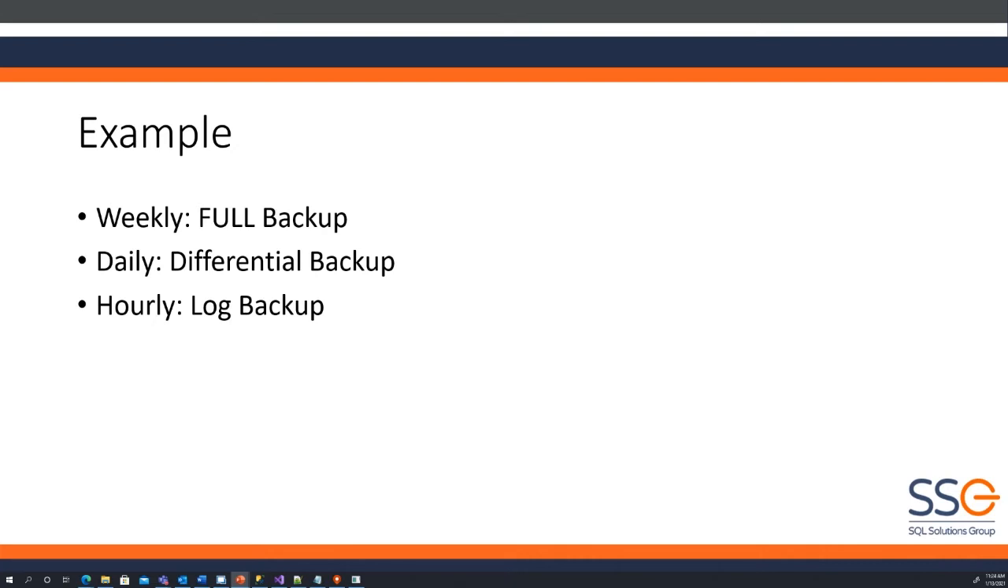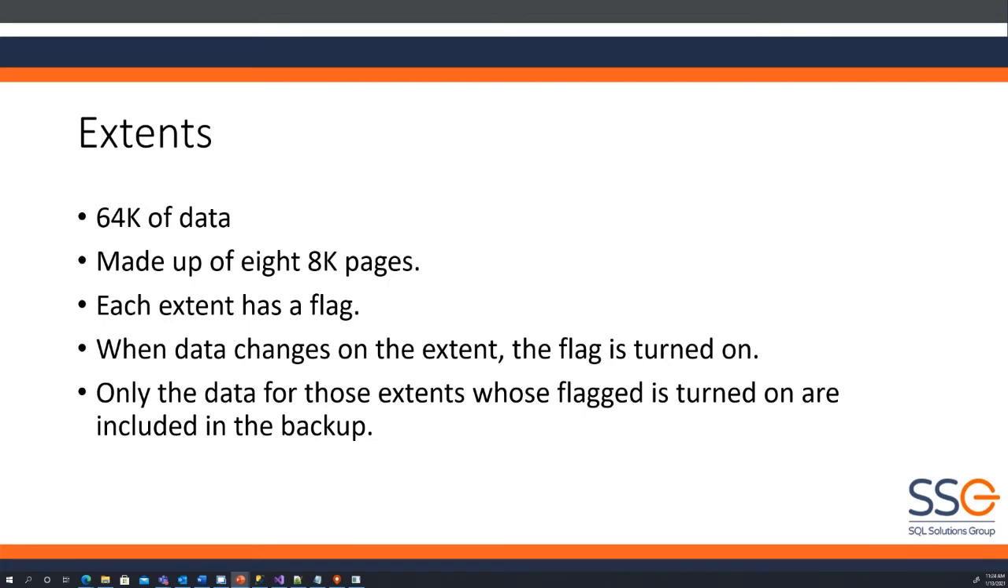What I want to do is sort of back up and talk about differentials here. And we're going to talk about it in terms of extents and pages. So this is how differentials and logs work, right? An extent is 64K of data comprised of 8K pages, right? Each extent has a flag basically telling SQL Server when data is changed on one of its pages, right?